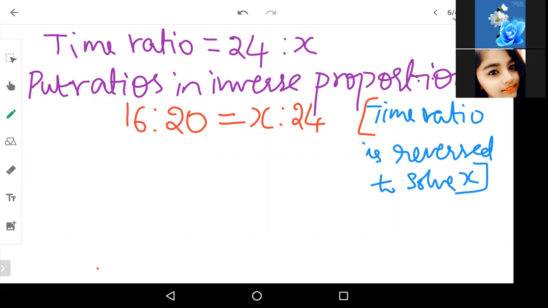So this is the main reason why we define which proportion the problem is in, and then we solve it. Okay, so first the speed ratio will be as usual 16:20. The time ratio, we are changing the places. Instead of 24 is to x, we are writing x is to 24, and this will happen only in the inverse proportion. Okay, this will happen only in the inverse proportion. Is it clear?